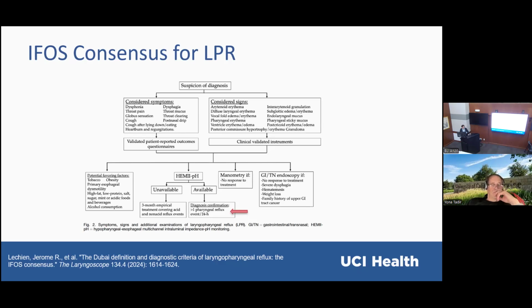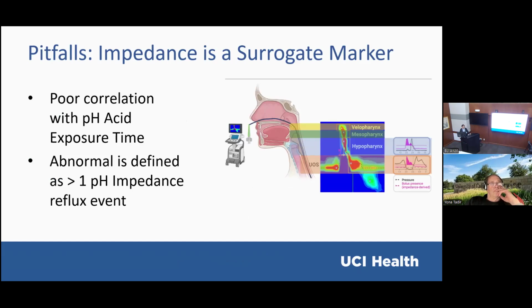Okay, yeah, exactly. And so this is another pitfall: is impedance a true surrogate marker of acid? We can see that stuff comes up, but is it enough to cause damage to the mucosa that can lead to these symptoms that patients are endorsing? And based on this criteria, they designed 2 episodes in 24 hours. I can easily see that being a fluke potentially.